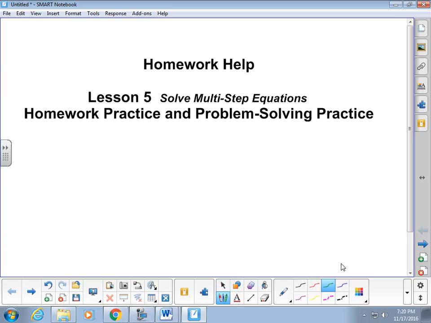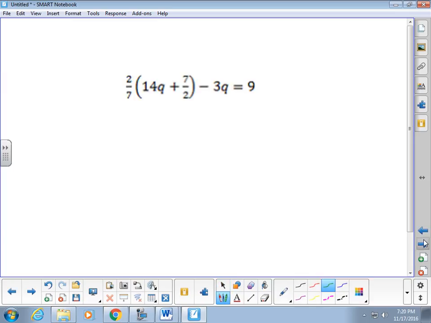I will make this as quick as possible. First problem we're going to start with is number 5 on the homework practice side. I have 2 over 7 times the quantity of 14q plus 7 over 2, minus 3q equals 9. Now, I'll be honest with you, I did this before in a previous little video, and I did it wrong. So I'm just going to follow all my steps, and that way I might not make those mistakes.